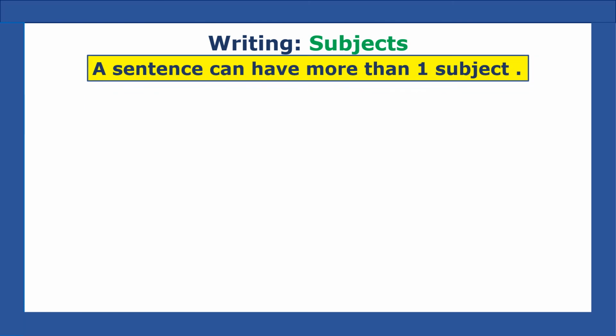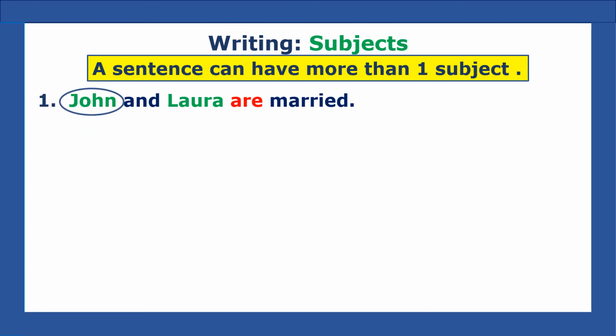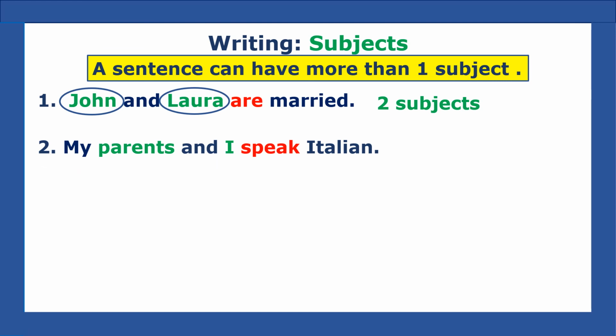A sentence can have more than one subject. Let's take a look at this sentence. John and Laura are married. What's the verb? Are. Who's married? John, Laura. This sentence has two subjects. My parents and I speak Italian. What's the verb? Speak. Who speaks Italian? Parents, I. This sentence has two subjects.